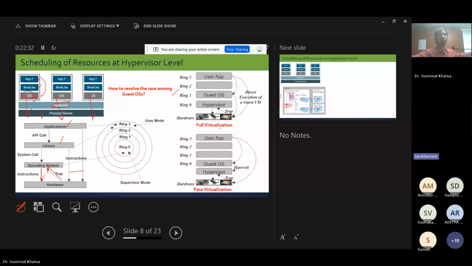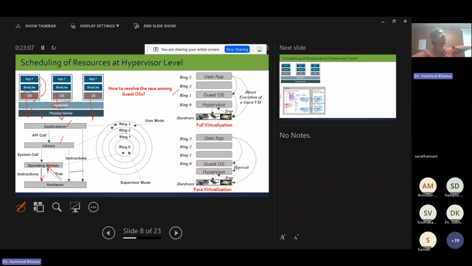used para-virtualization. What they do in para-virtualization is put the guest OS and the hypervisor both in ring 0.